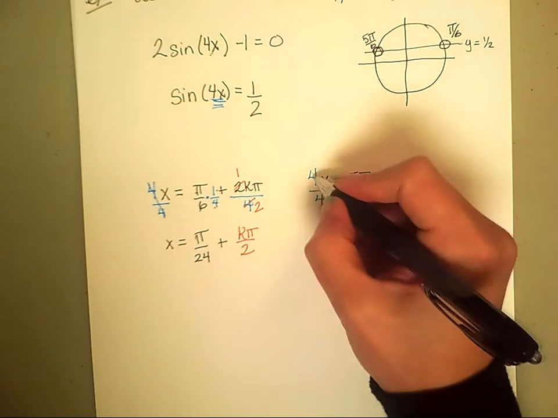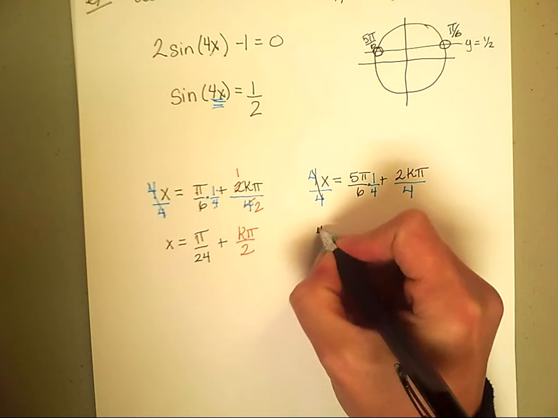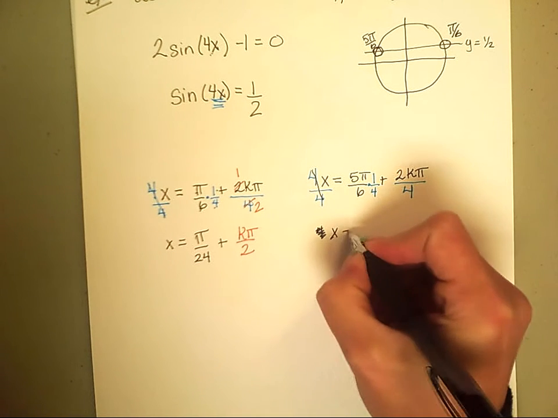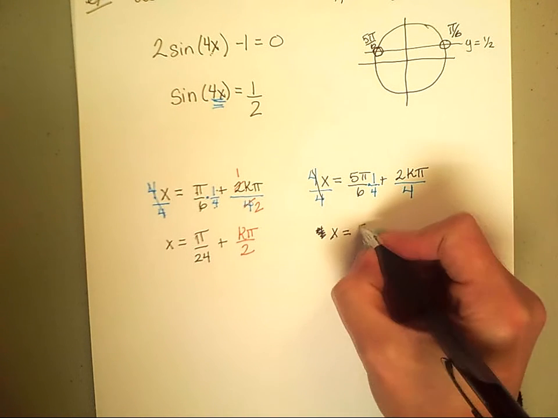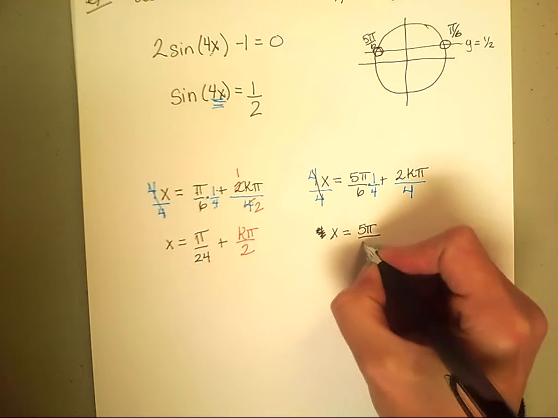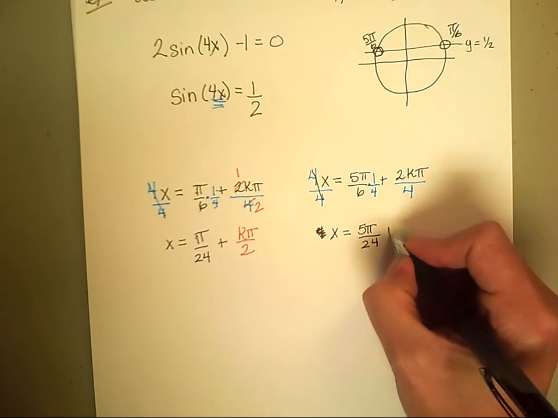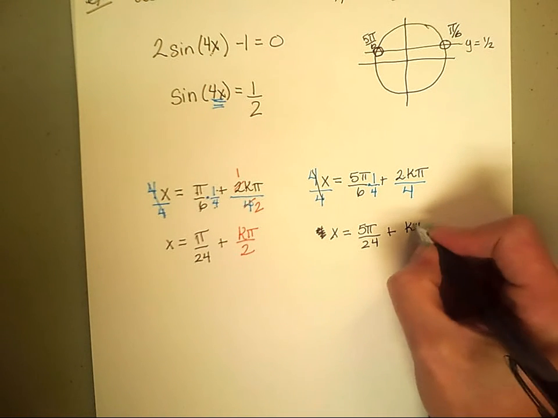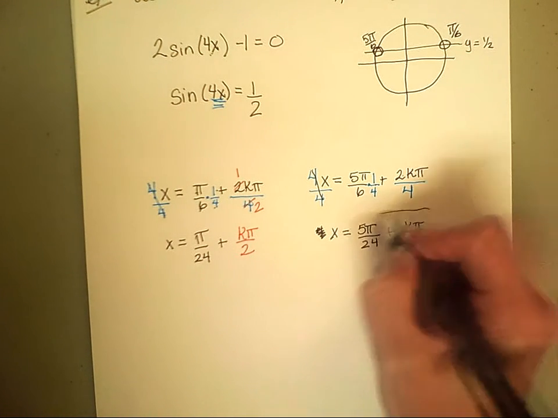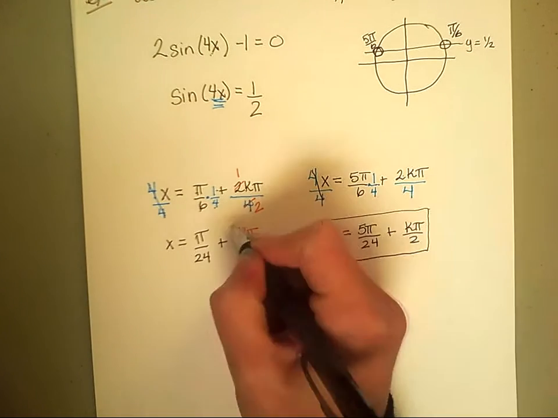The same thing will happen over here. We can divide, those 4's will cancel. And we'll be left with x equal to 5 pi over 24. And these will reduce again as well, so just k pi over 2. And this is all solutions.